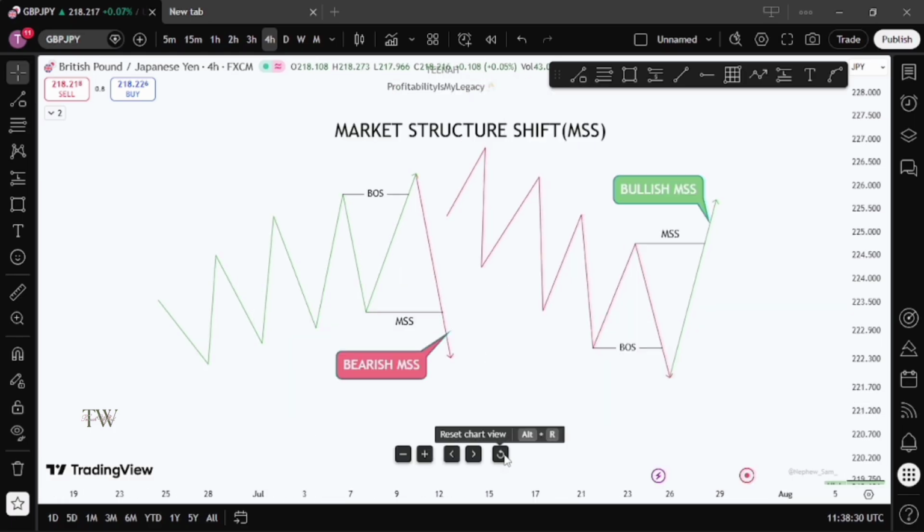I'm sure you can see this very diagram clearly. I'm sure you can see it.